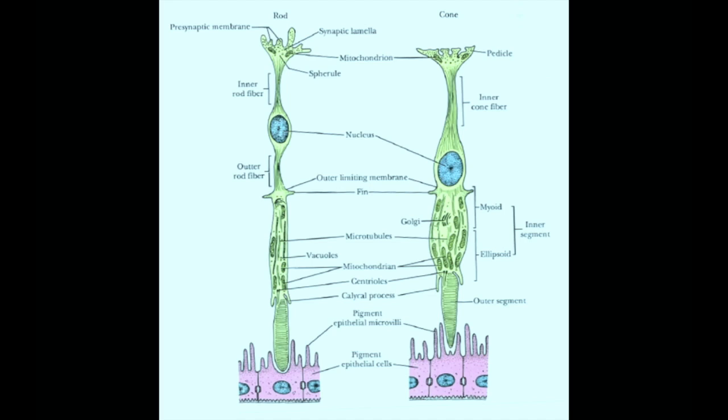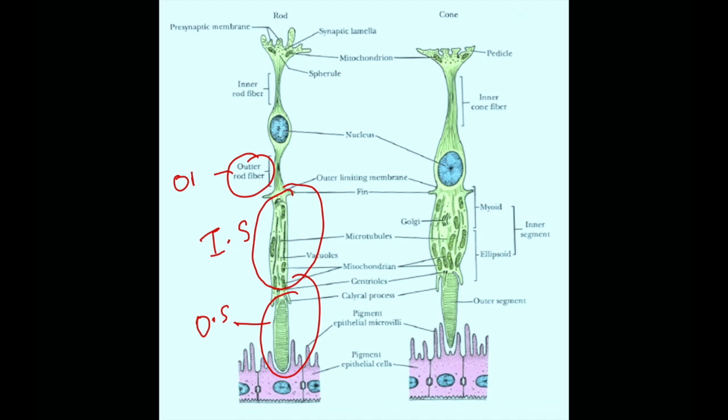See, the rods and cones have very important structure details. There are two important parts to understand. The first is the outer segment. This is the outer segment. Okay, and you have an inner segment, and this is my inner segment. Then you have an outer rod fiber and inner rod fiber. Okay, understand again: outer segment, outer rod fiber, inner rod fiber. Easy.